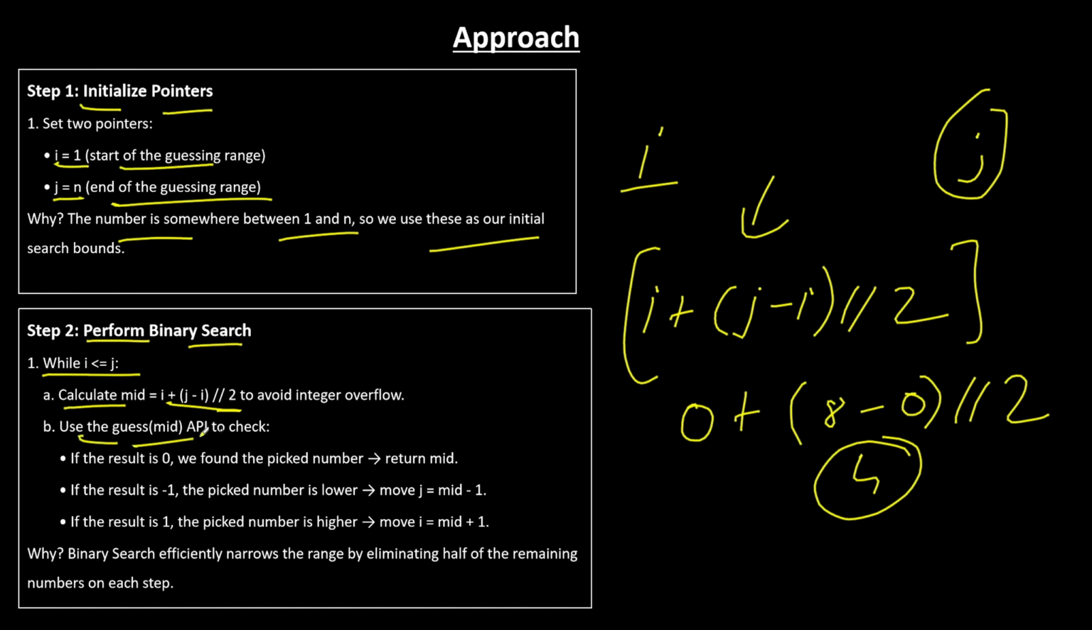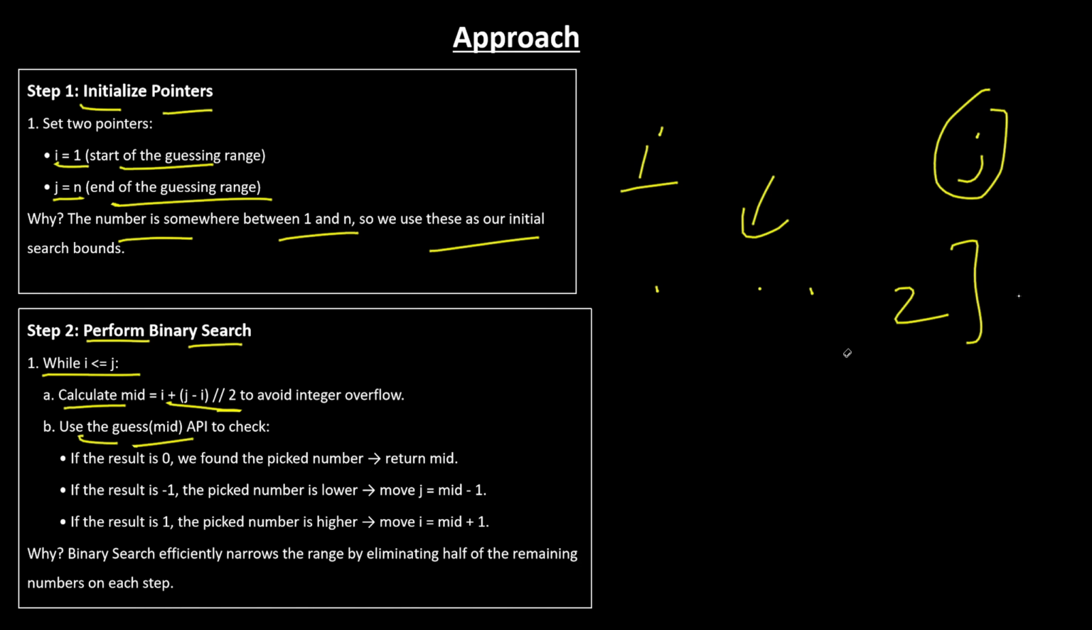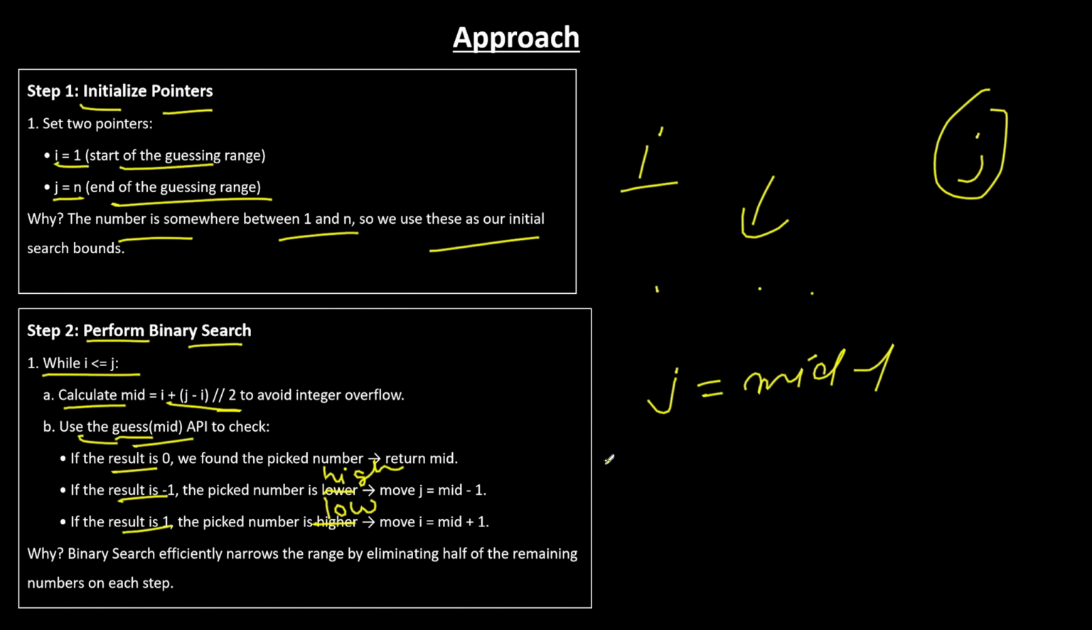Now we use the guess API function to check. Whatever value of mid you will get after doing this calculation, we'll just simply pass it into the guess function, and we will wait for the return. If the return is 0, fine. If it is -1, which means that we have picked a number which is greater. It is actually opposite, it will be greater. Okay, if we got -1, which means that we have found the greater value. So what we will do, we will do j equals to mid minus 1. Okay, if the result is 1, that means we have picked a small number, then it will be mid plus 1.